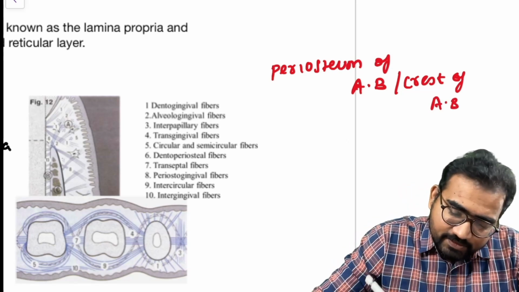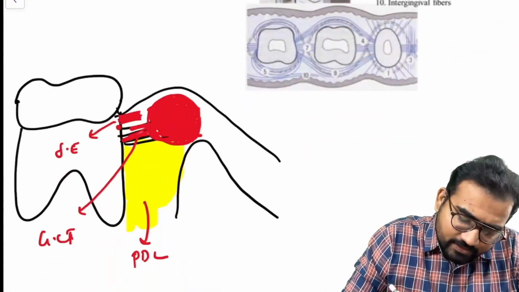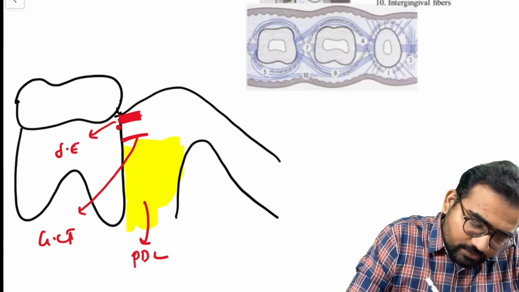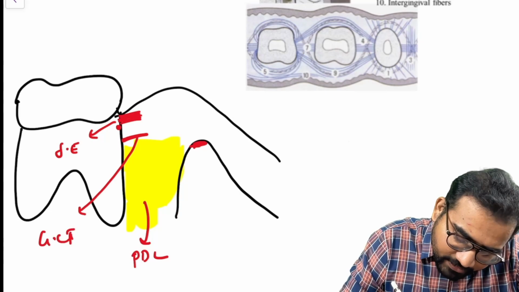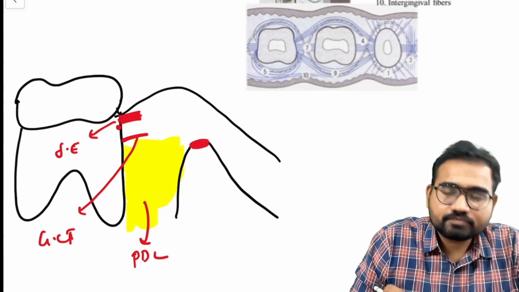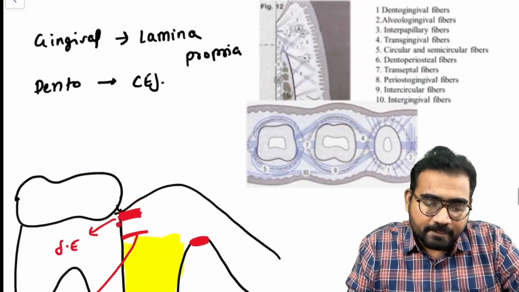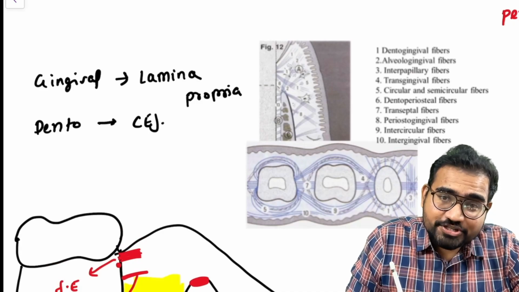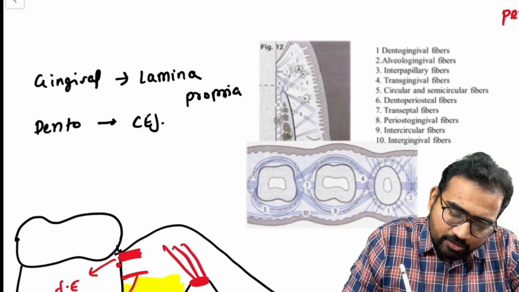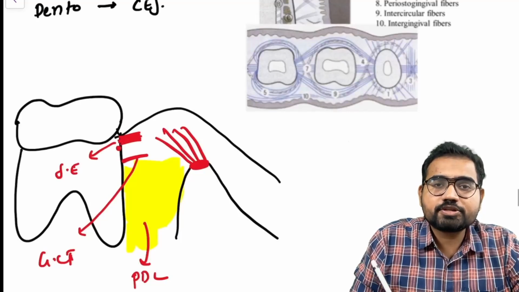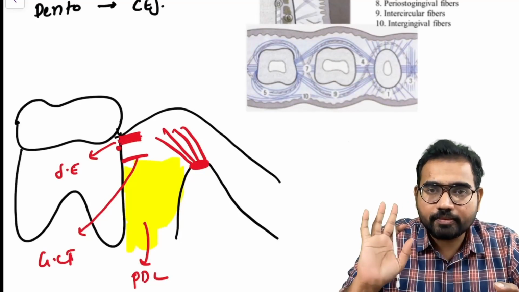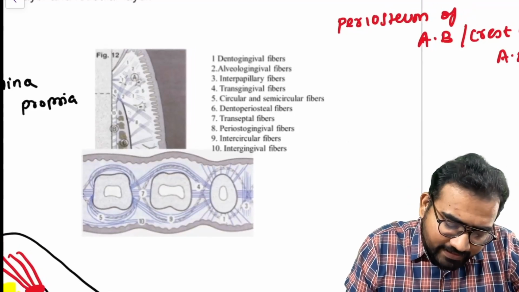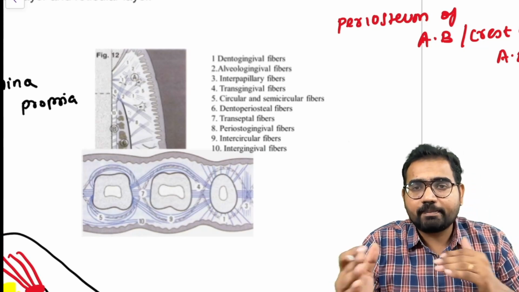So, the fibers will be originating exactly from here. Alveologingival fibers, from the periosteum of the alveolar crest, enter into the lamina propria. Interpapillary means between the two papilla.